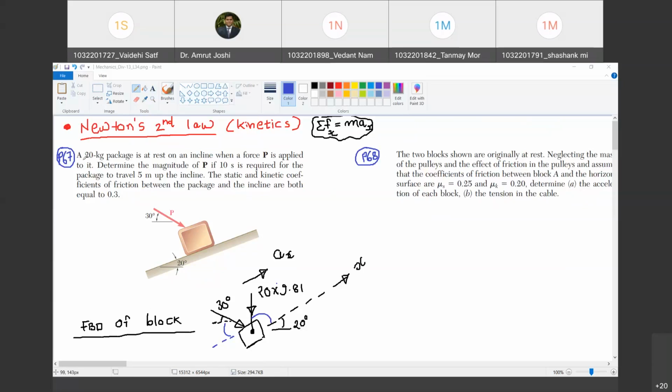Can you read the problem statement of the first problem, that is 67? Yes, sir. A 20 kg package is at rest on an incline when a force P is applied to it. Determine the magnitude of P if 10 s is required for the package to travel 5 meter up the incline. The static and kinetic coefficient of friction between the package and the incline are both equal to 0.3.